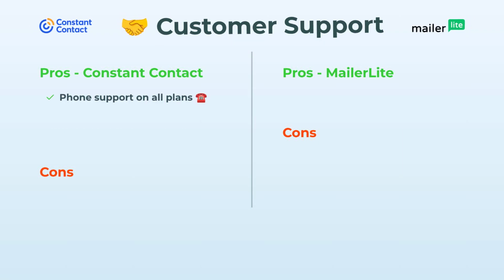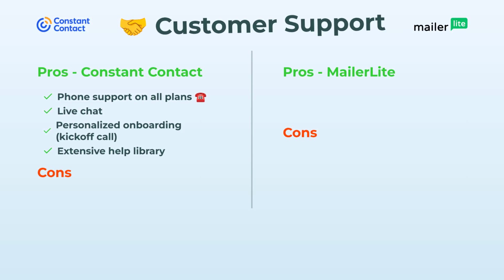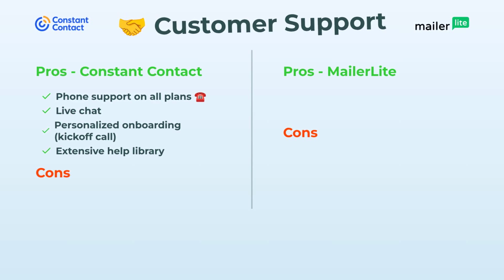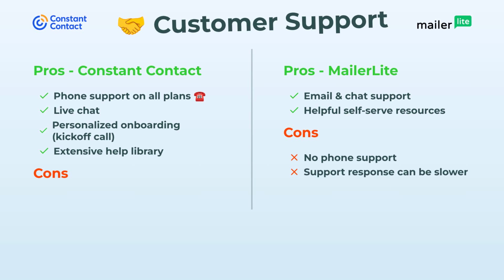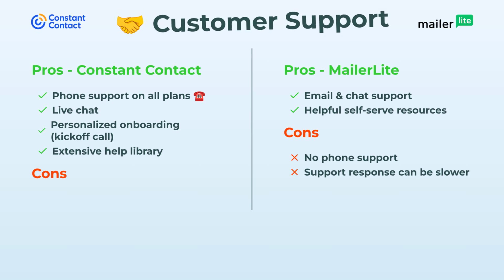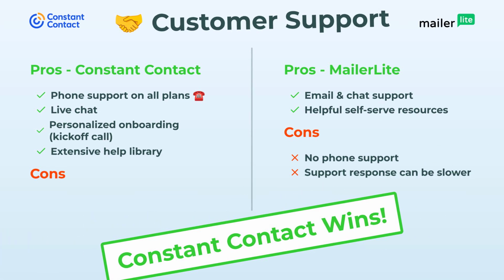Now, customer support. Constant Contact is kind of legendary here. You get phone support on all plans, live chat, a personalized onboarding call, even an extensive help library. It's kind of hard to beat if you want to talk to an actual human ASAP. MailerLite, meanwhile, sticks to email and chat support. Their self-serve resources are super handy, but sadly, no phone support. And sometimes the response time drags a bit. So, hands down, Constant Contact wins if support is your thing.